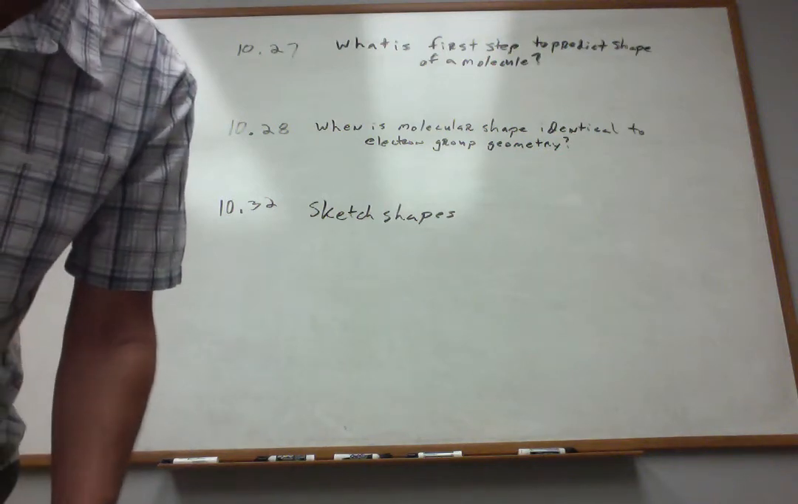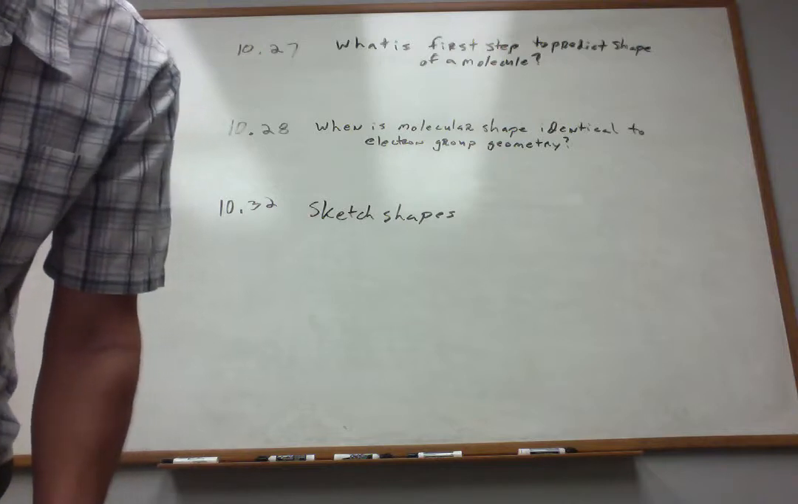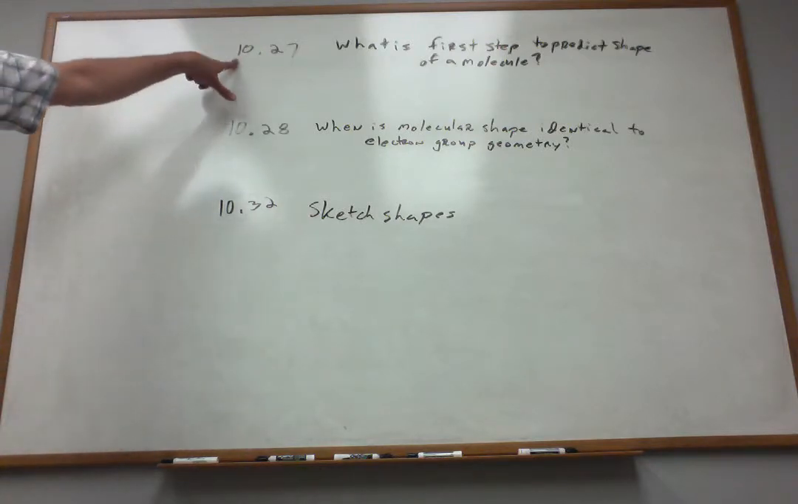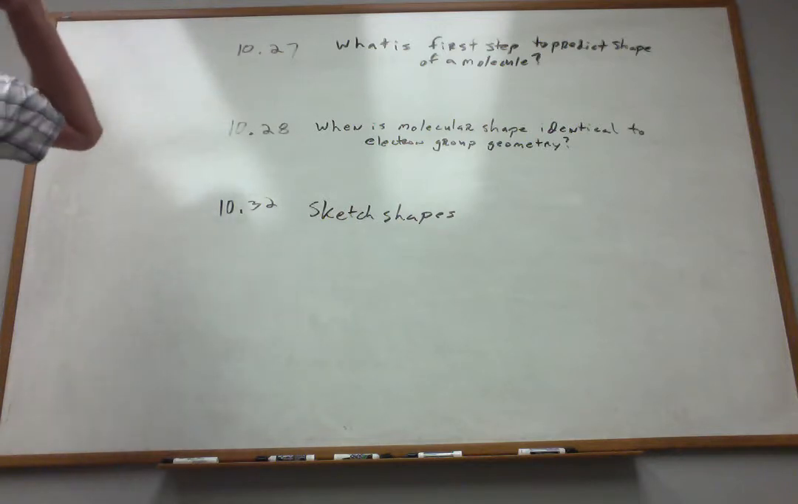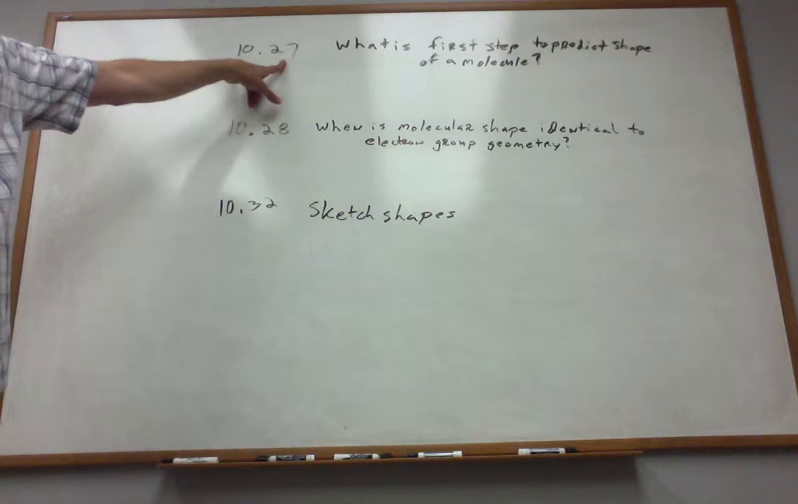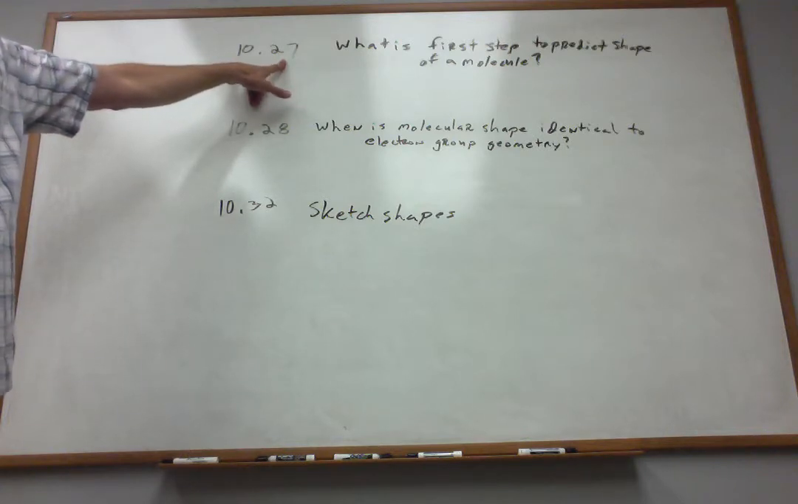Alright, so let's work several problems within the video, and hopefully we can get through most of these. The first two are pretty easy, the last one takes a while. 1027, 1028, 1032, okay? 1027 is a pretty simple, straightforward question, but I wanted to consider it because it's really important that we understand this, okay?